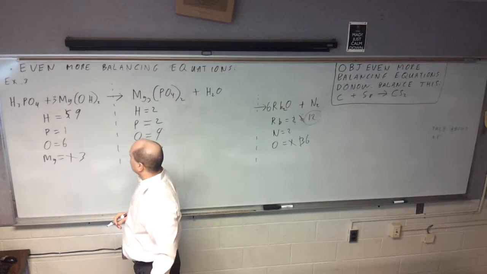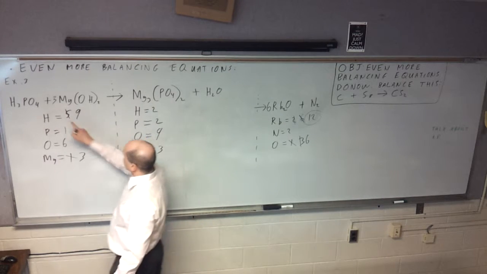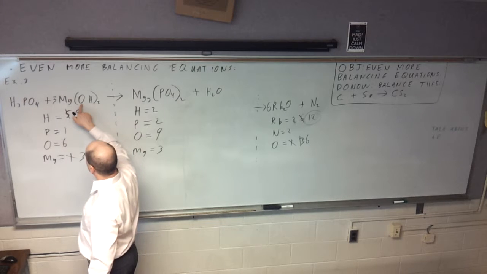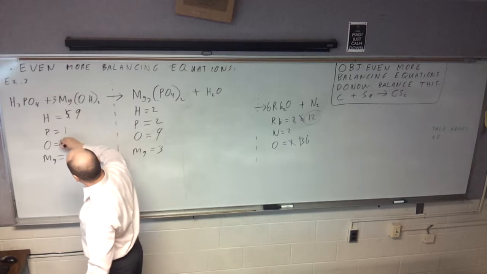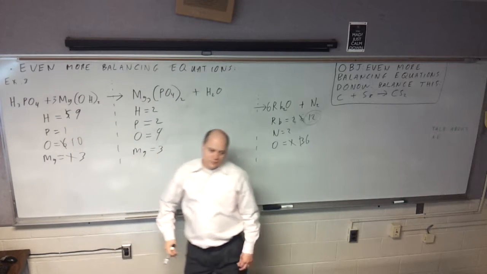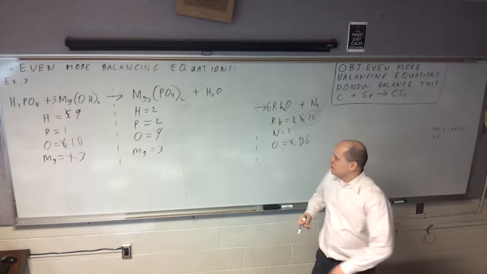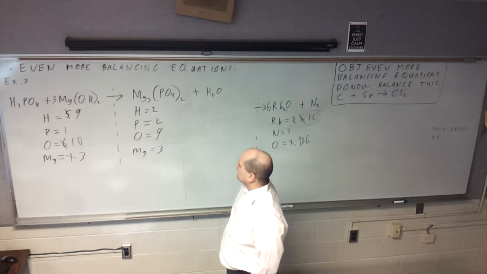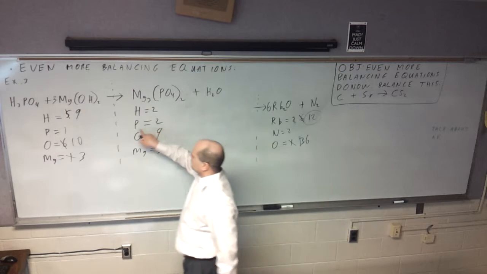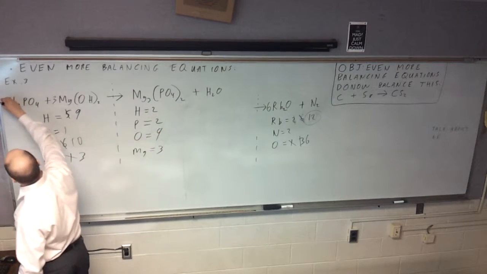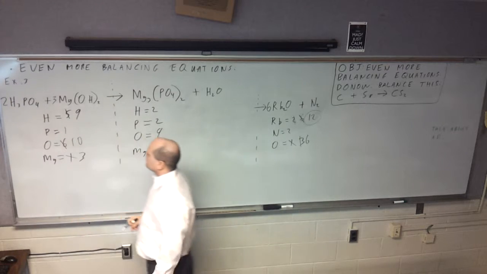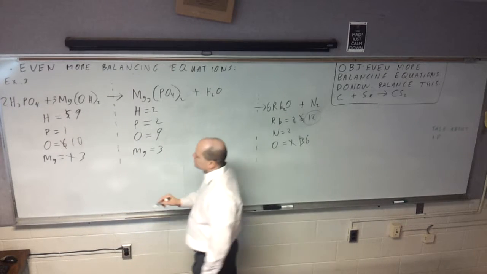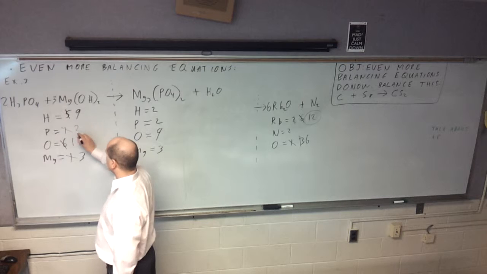Wait, we're doing the hydrogen. For oxygen, it's going to be 3 times 2 is 6, plus the 4 there is 10. You take your time doing each of these things every time. Okay, magnesium's fixed. They're both 3. Next thing we're going to do is phosphorus. There's 2 on this side, 1 on this side. So I'm going to put a 2 in front of phosphoric acid. So that's going to make this be 2.